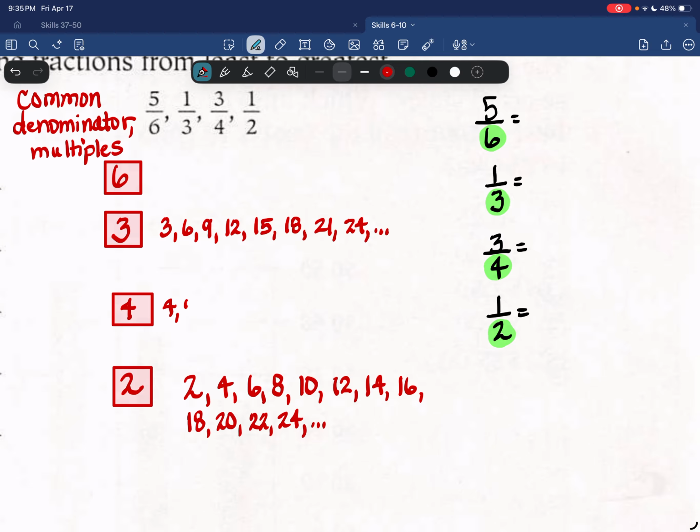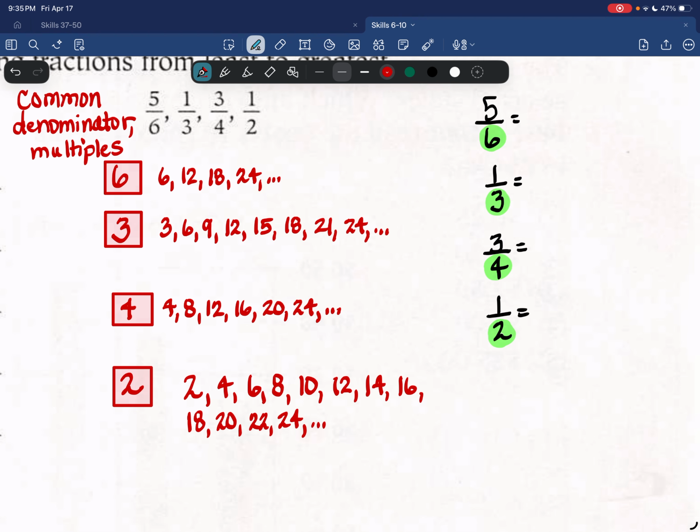4, 8, 12, 16, 20, 24, and we could keep going, but I like that 24. Then 6, 12, 18, 24. And so I will stop on that one as well.